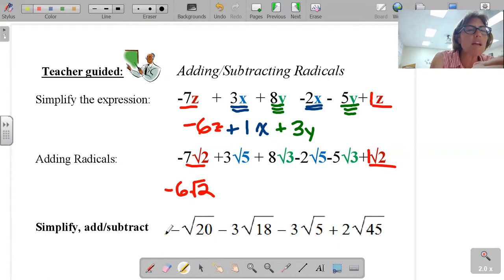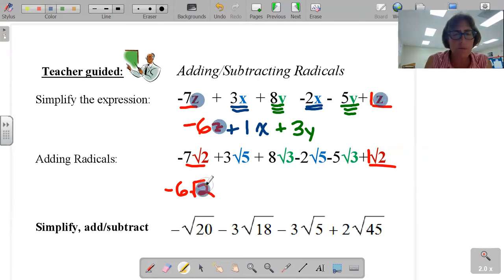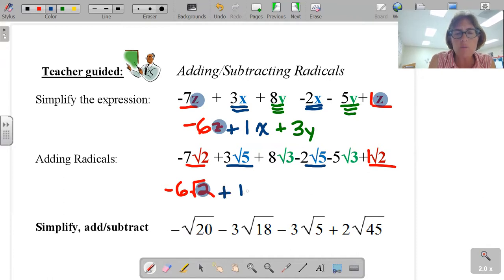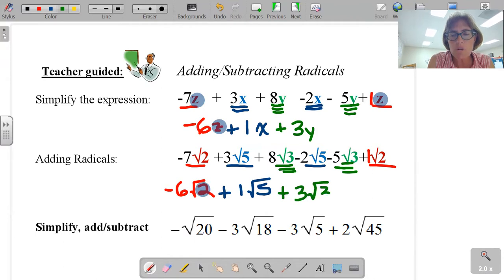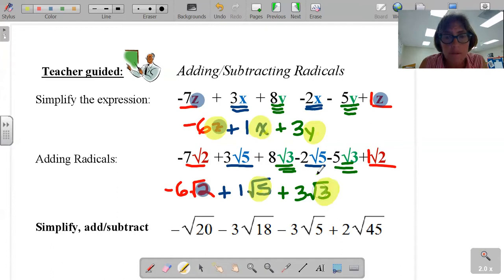Notice, just like when we added with the variables, the radical itself did not change. Let's do the root 5. So I have 3 root 5 minus 2 root 5. That's going to be plus 1 root 5. And then I have 8 root 3 and minus 5 root 3. That's going to be plus 3 root 3. Radicals follow the exact same rules as variables.